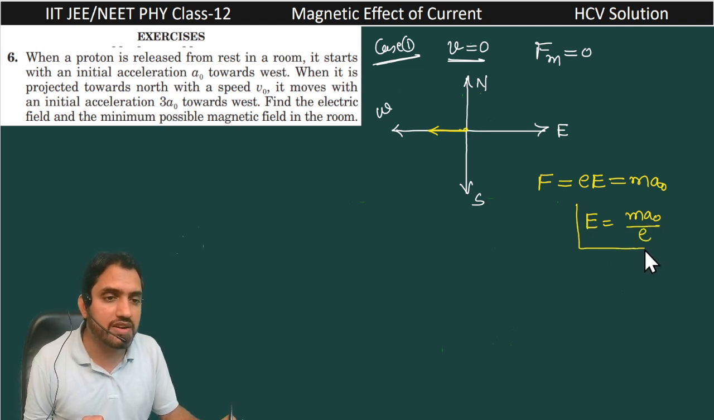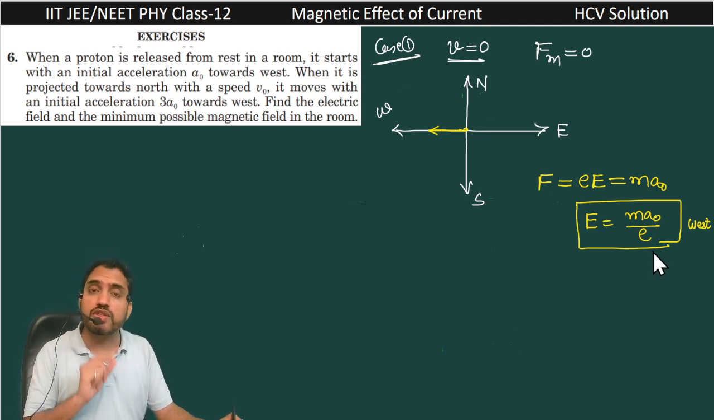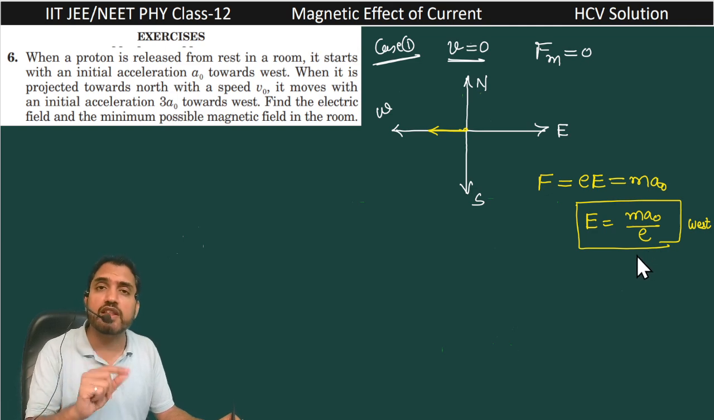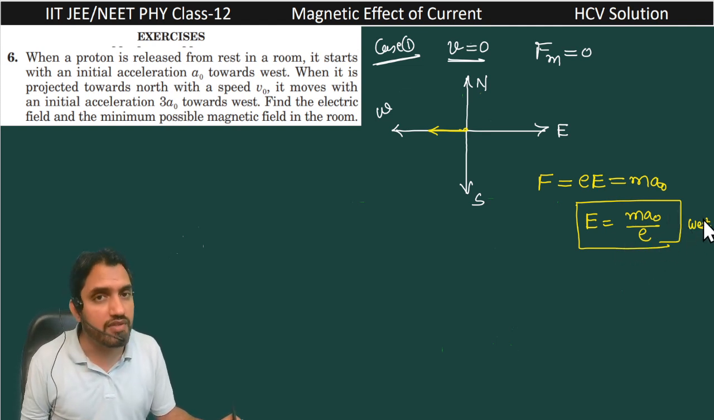So that is the electric field, and the direction of the electric field is towards the west, because the acceleration is towards the west and a positive charge particle is there. So the force due to the electric field will be in the west direction, and the force and the acceleration have the same direction. So the electric field also will be in the west direction.